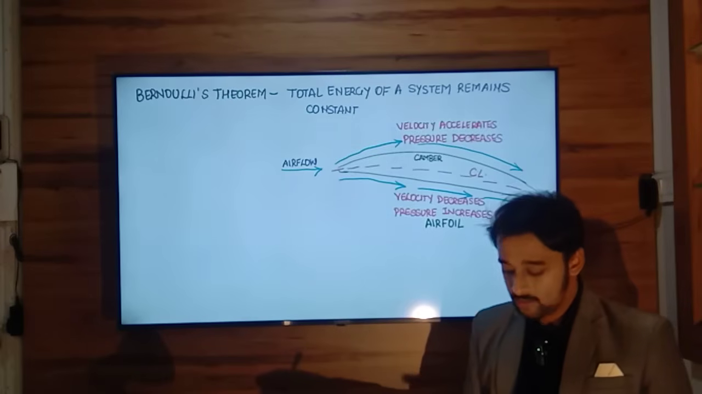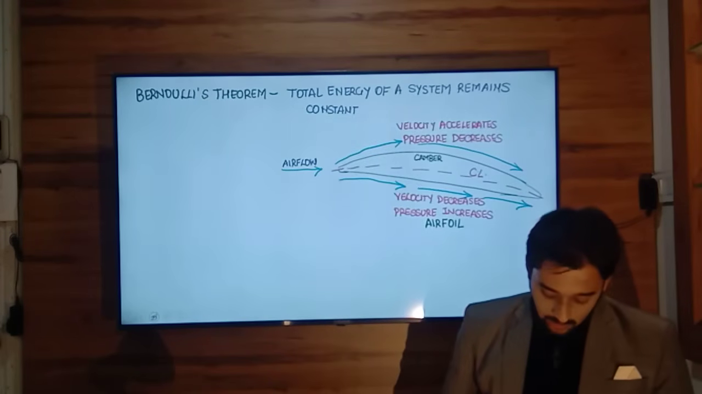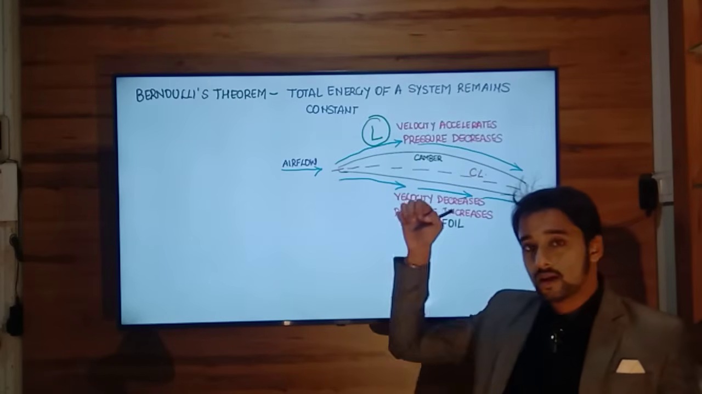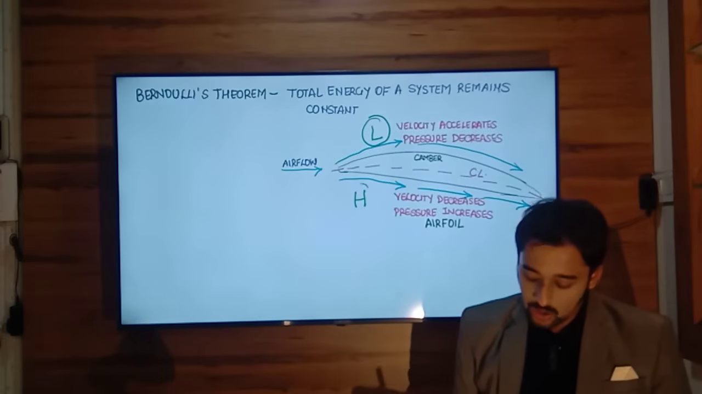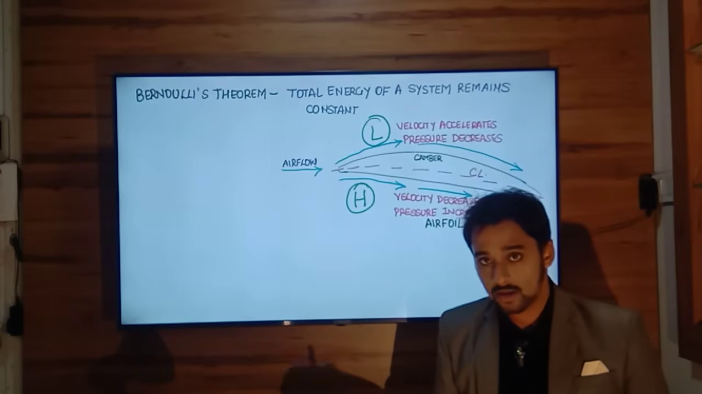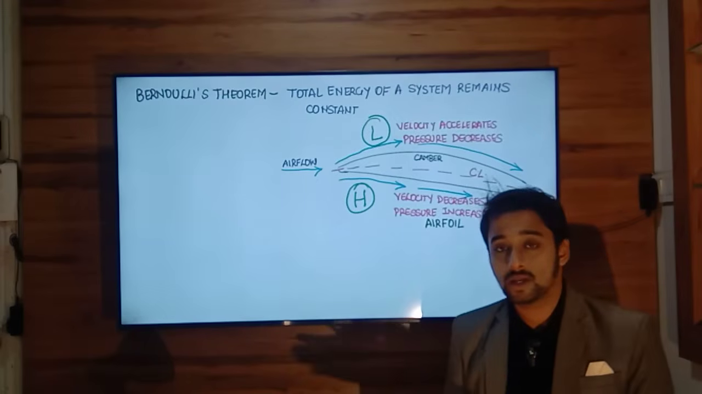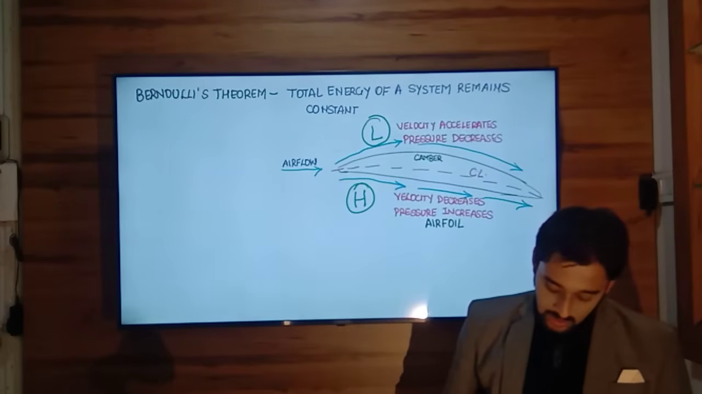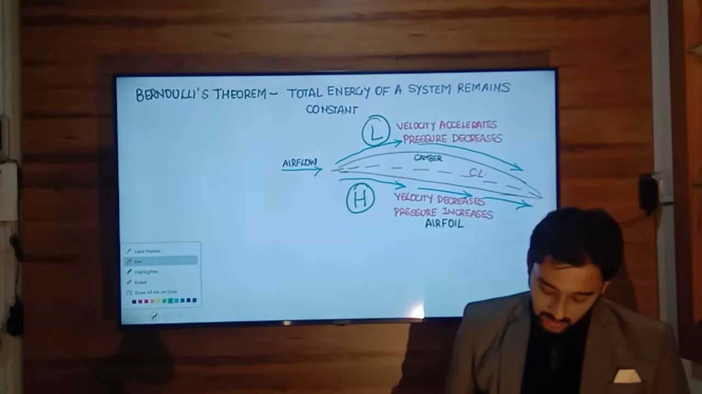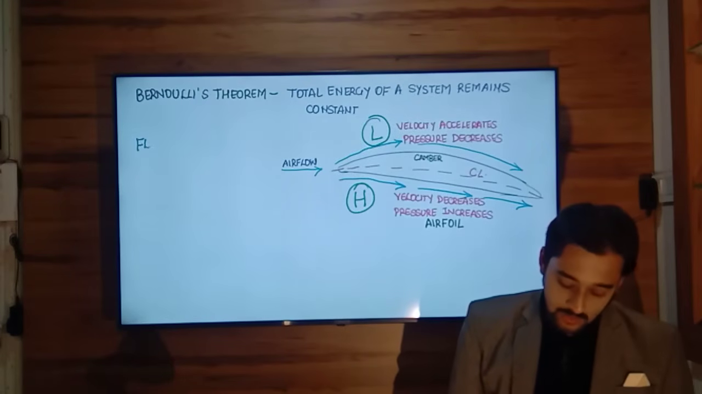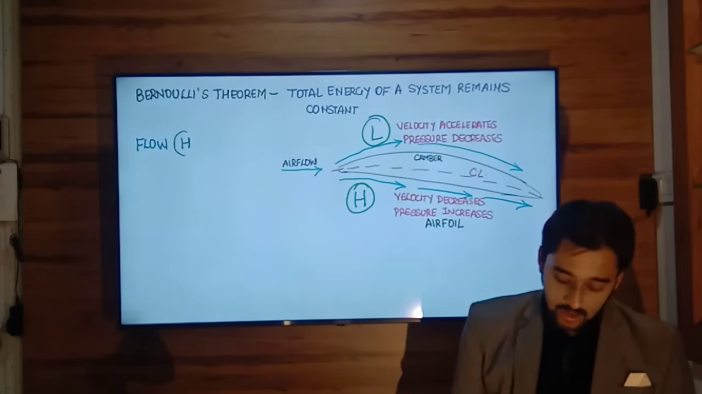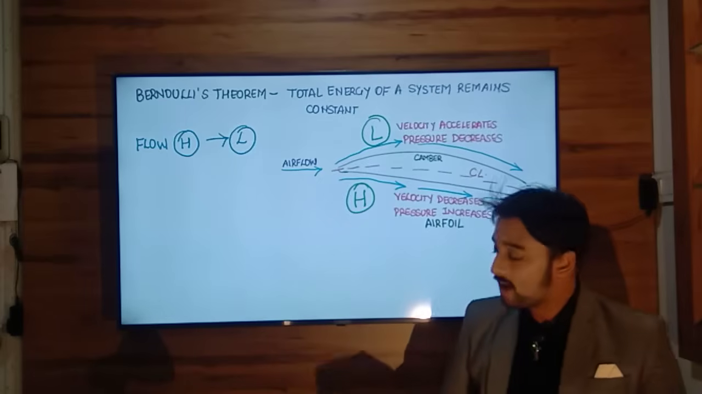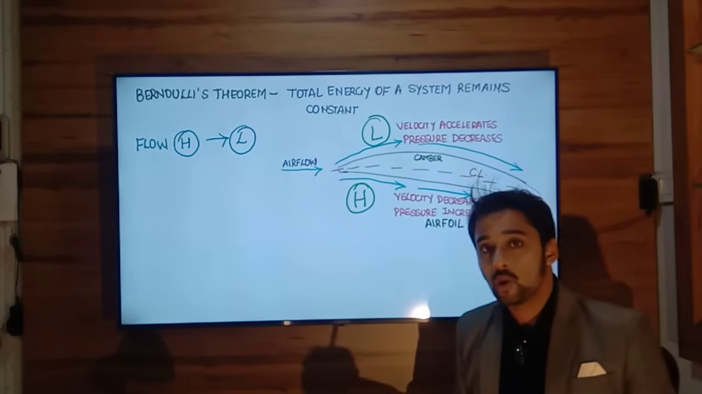Pressure increases. So therefore, we have a low pressure on the top surface of the wing and high pressure on the bottom surface of the wing. This is the full application of Bernoulli's theorem to the lift generation of a wing. Now we always know that in the atmosphere the flow is always from high to low, from a high level to a low level. So over here we have low pressure on the top, high pressure below the wing.